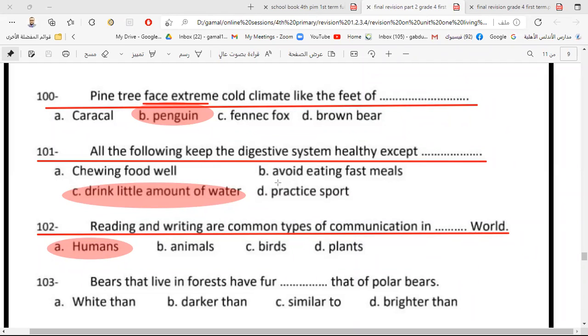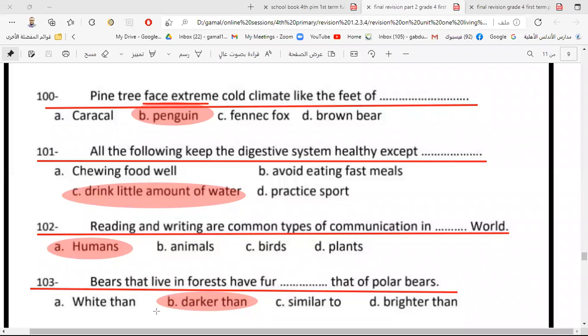Read number 103. Okay, number 103. Bears that live in the forest have fur that is darker than that of polar bears. Darker, very good, my son. The fur of the forest bear, the dark bear, the brown bear or the black bear, is darker than the polar bear.